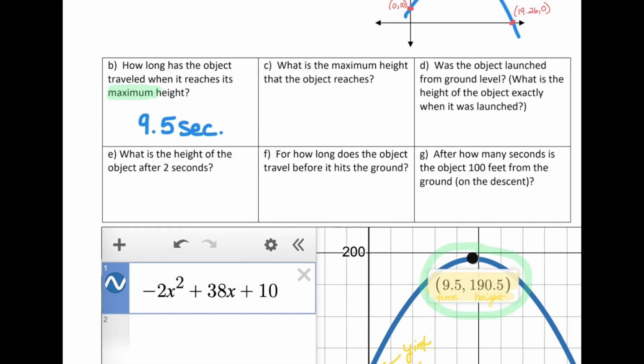The next question asks, what is the maximum height? So that's where you're going to pull in that 190.5. Again, we're looking at that maximum point. And this time it is asking what is that maximum height. So here's where you'll use the 190.5.